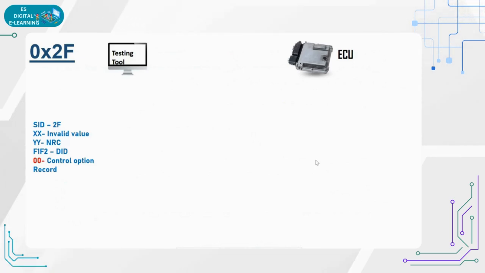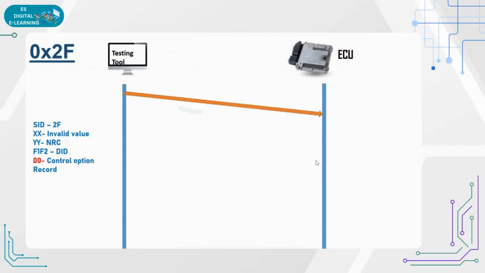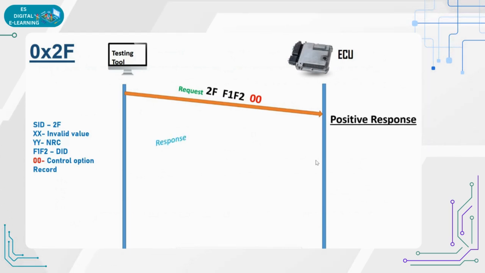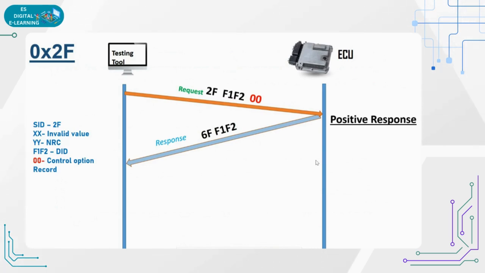Okay, now coming to the other part: what is my request and what is my response? From the testing tool, we are sending the request of 2F and the DID. The DID is F1, F2 and 00. Whatever sub functions we have, I'm mentioning 00 as my sub function. So I'm getting a positive response. After the positive response, it will be like 6F.